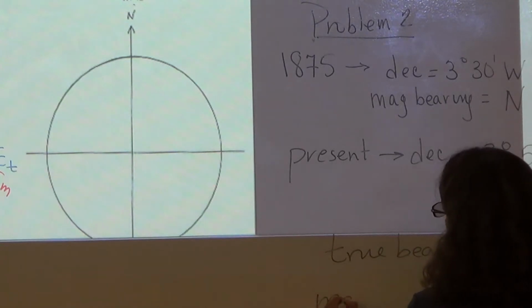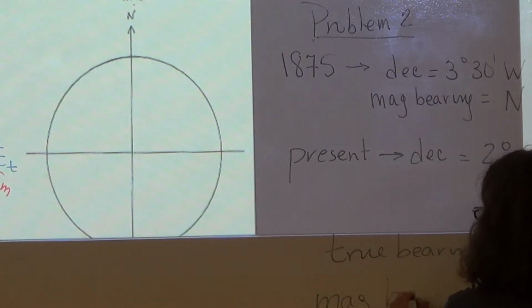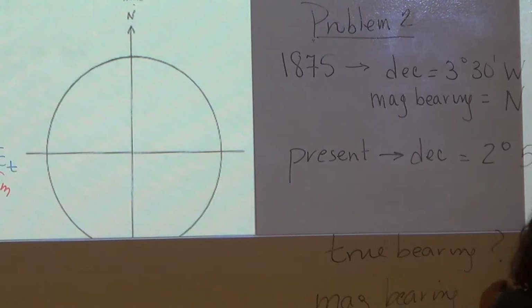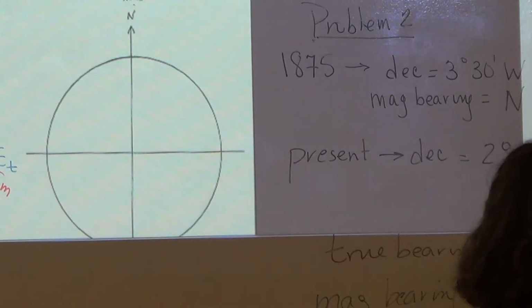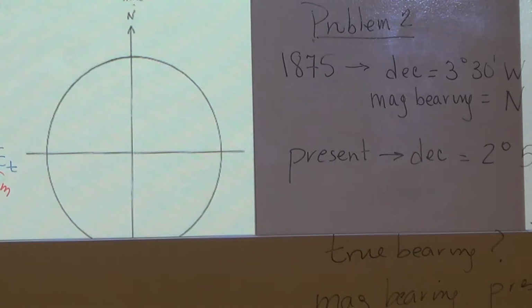And what is the magnetic bearing now, presently? Can you please repeat that? Sure. The magnetic bearing is north 65 degrees, 35 minutes east. Thank you. And the present declination is 2 degrees, 50 minutes east.